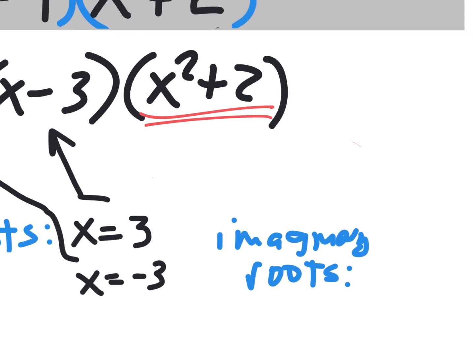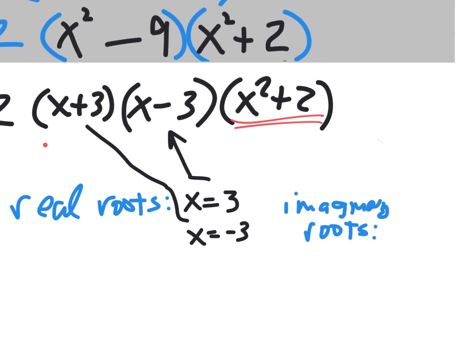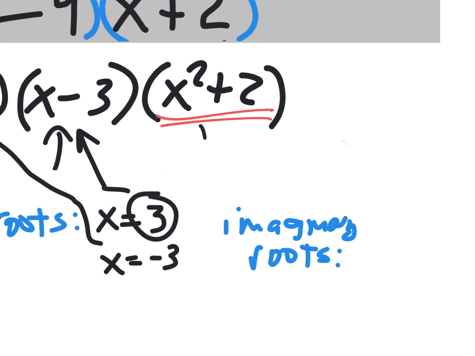Because if I make this equal 0, that's the point. That's what these do. 3 makes this one equal 0. Negative 3 makes this one equal 0. What makes this equal 0? Nothing. There's nothing you could put into x that would make this whole thing equal 0, because whatever you put in there is going to get squared. So you can't get something to make it equal 0. So it's giving you imaginary roots.